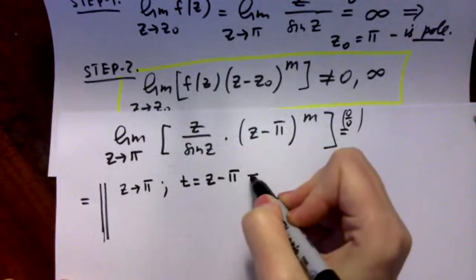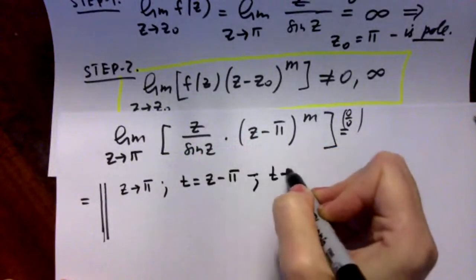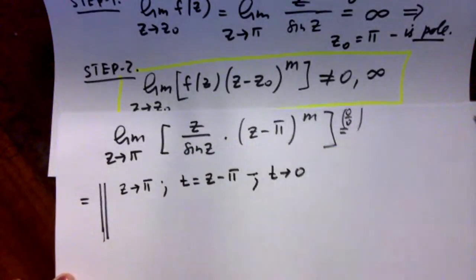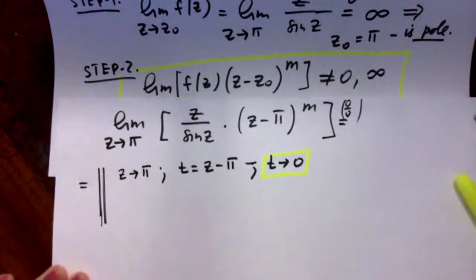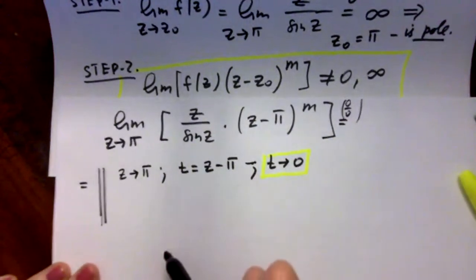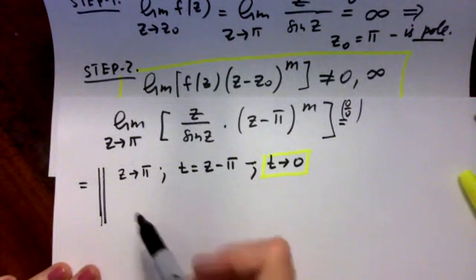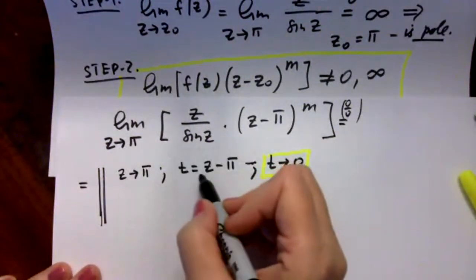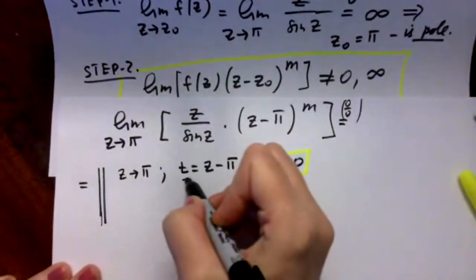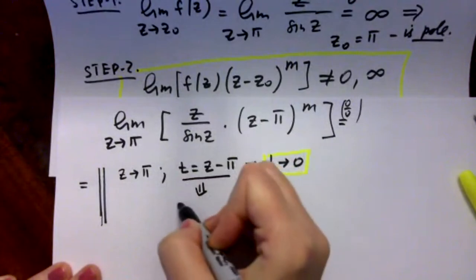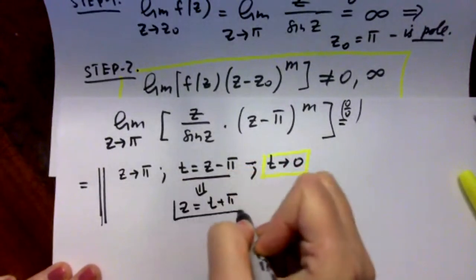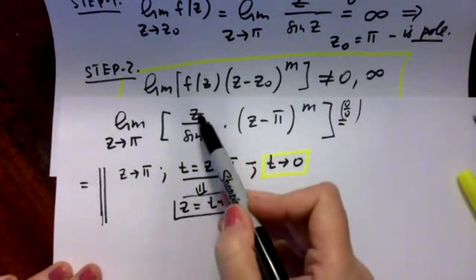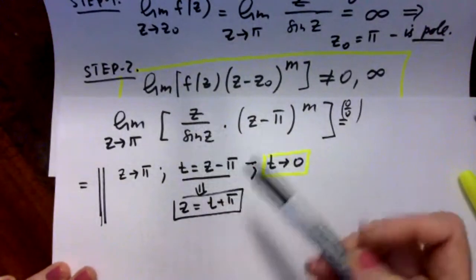In this case, your t will be tending to 0, and this is quite nice news. That's what we are more used to. It's much more convenient. So let's do this substitution. Instead of z, I'm going to write t, but I need to prepare this expression. So z will be equal to t plus pi, and that's exactly what I'm going to substitute instead of z here, here, and here.